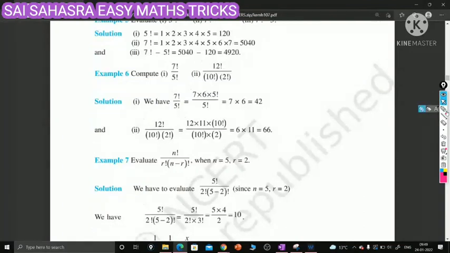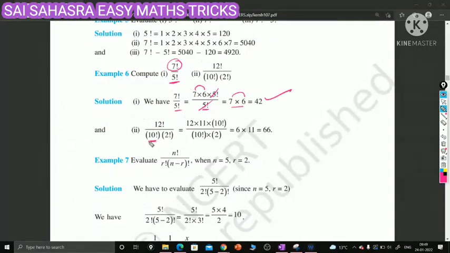Next, sixth one, same question, it was given 7 factorial by 5 factorial. In the denominator 5 factorial is there. In 7 factorial, 5 into 4 into 3 into 2 into 1 also will come. So in simple steps, 7 factorial can be written as 7 into 6 into 5 factorial. Denominator no change. This 5 factorial gets cancelled. 7 into 6 you can write. 7 into 6 will be 42.